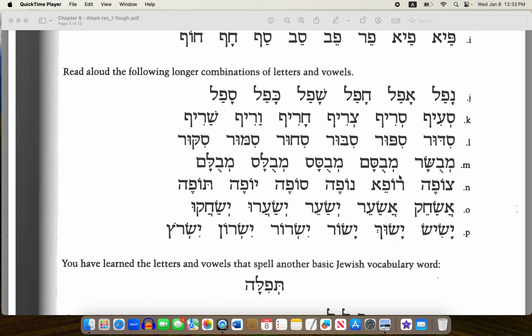Line M. Mivusar, mivusam, mivusas, mivulas, mivulam. And so it's trying to trick you, final mem versus samech versus final mem at the end of all these letter vowel combinations. Okay, so go back and review it if you need to.